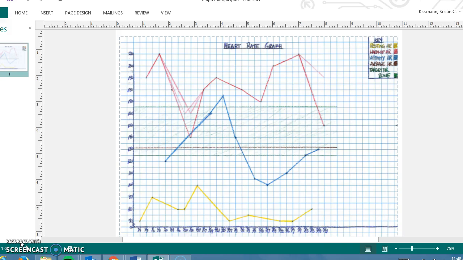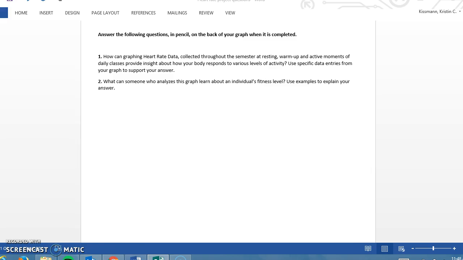In addition, you need to make sure that you chart your target heart rate zone for your age across your graph. The equations for this should be in your weekly notebook assignment from the first week of the semester. Be sure your key is clear and that you have put your first and last name on the back of the graph. When you have completed the graph, you will also need to answer the following questions on the back of the graph in pencil.